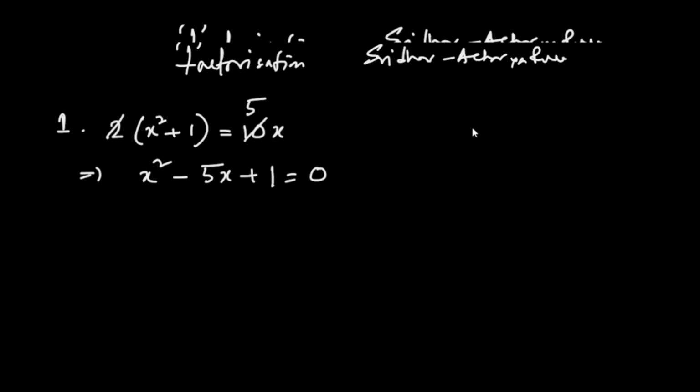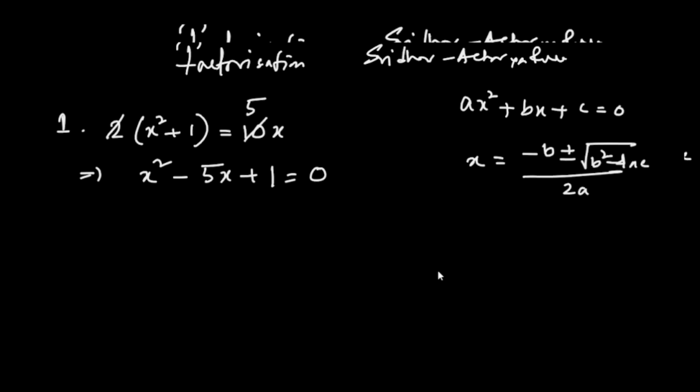What does the Sridhar-Acharya rule say? It says if the equation is ax square plus bx plus c equals 0, then the value of x would be minus b plus minus root over b square minus 4ac, by 2a. This is the Sridhar-Acharya rule. Now if I apply that rule here, it becomes minus of minus 5, that means plus 5, plus minus root over b square, that means minus 5 whole square, minus 4ac, that means 4 into 1 into 1, which will become 4, by 2a, 2 into 1, 2. So it is coming as 5 plus minus root over 21 by 2.